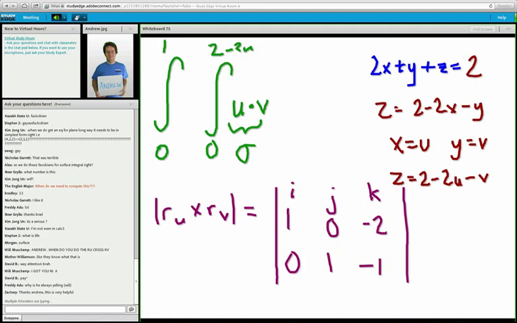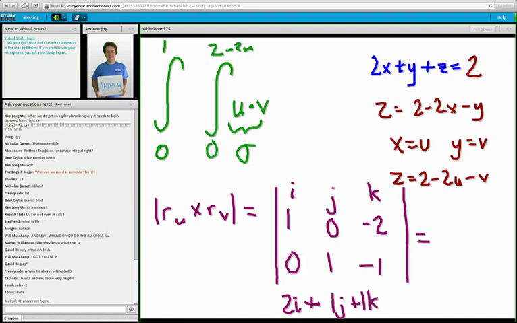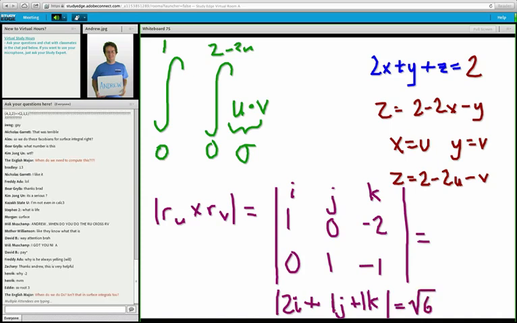All right, so this cross product will be, I think, 2i plus 1j plus k, the magnitude of which is square root of 6. So we're going to have times square root of 6.